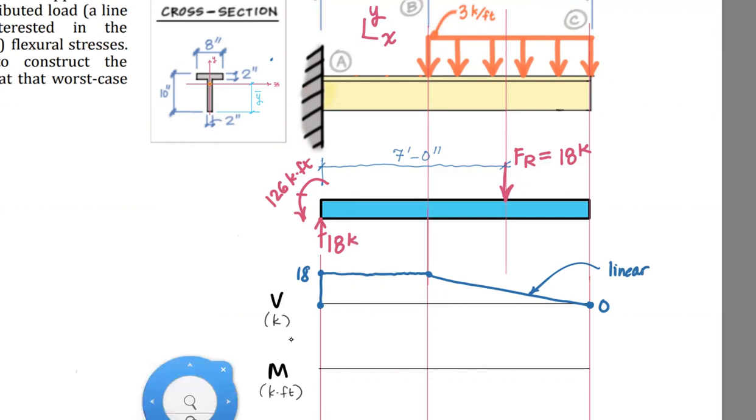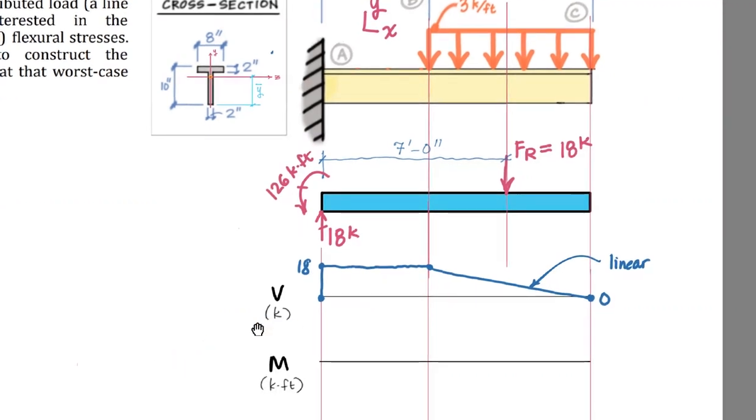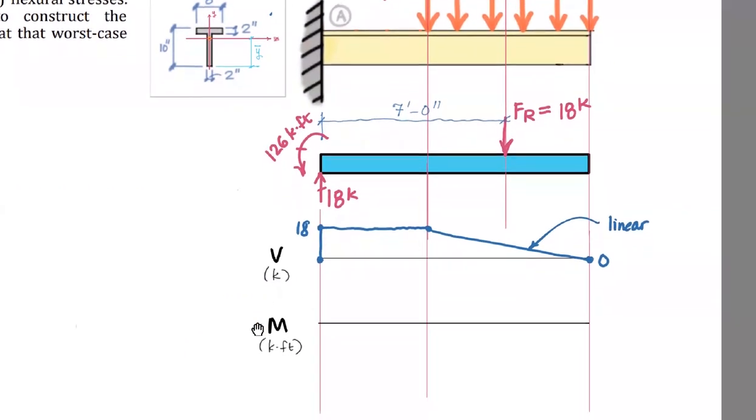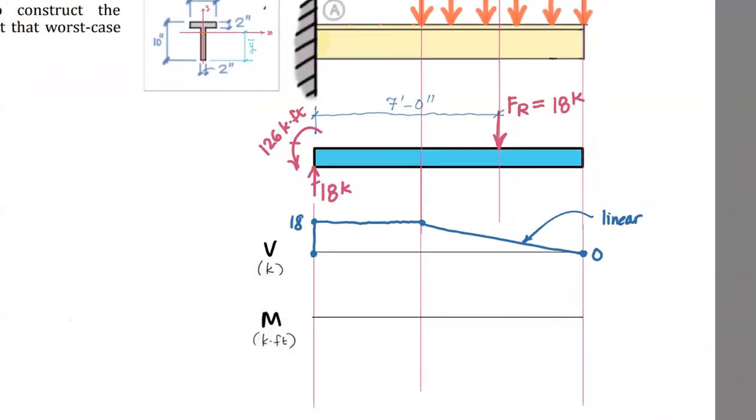Okay, moment diagram, ready to go. I want to start at 0. I'm going to jump down by 126. Forgetting that is a common error. Another common error is jumping up versus jumping down. So if you haven't got that concept solidified, please see some of the earlier videos, earlier tutorials.